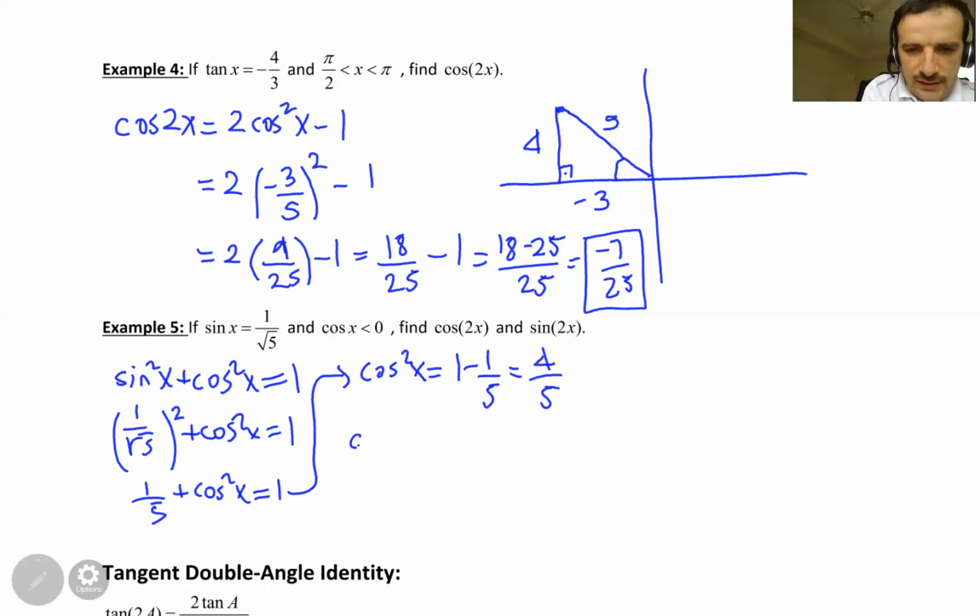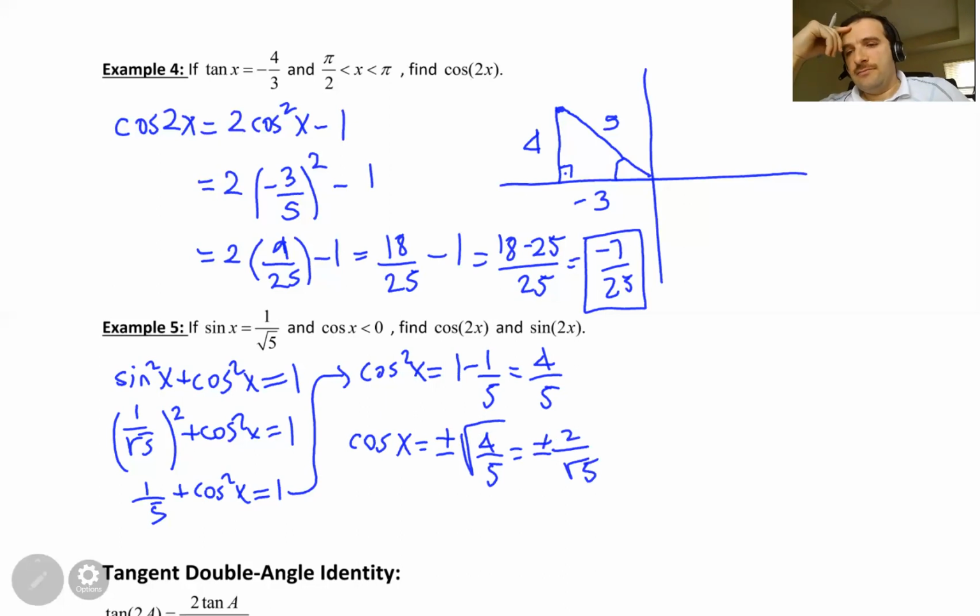So cosine x is, okay, this part is quite important, plus or minus root 4 over 5. And I can rewrite root 4 over 5 this way. Root 4 is 2, right? Plus or minus 2 over root 5. But which one? Cosine can be either 2 over root 5 or minus 2 over root 5. But in the question statement, it says cosine is negative, right? So I have to pick the negative value. So cosine x is equal to negative 2 over root 5. Cool.